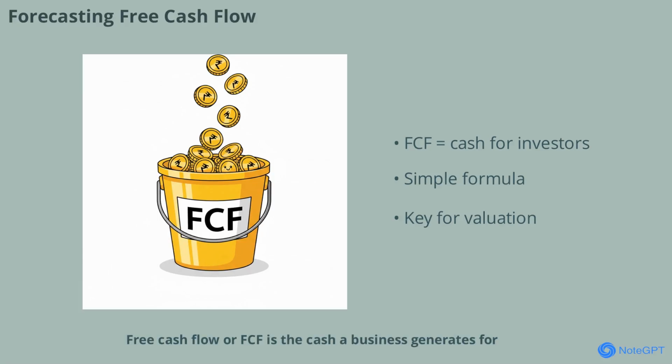Free cash flow, or FCF, is the cash a business generates for its investors after covering all expenses and investments. The simple formula is EBIT times 1 minus the tax rate, plus depreciation, minus changes in working capital, and minus capital expenditures. This figure is crucial for valuation, as it shows how much cash is truly available to owners and investors. Understanding FCF helps you see the real value a business can deliver over time.